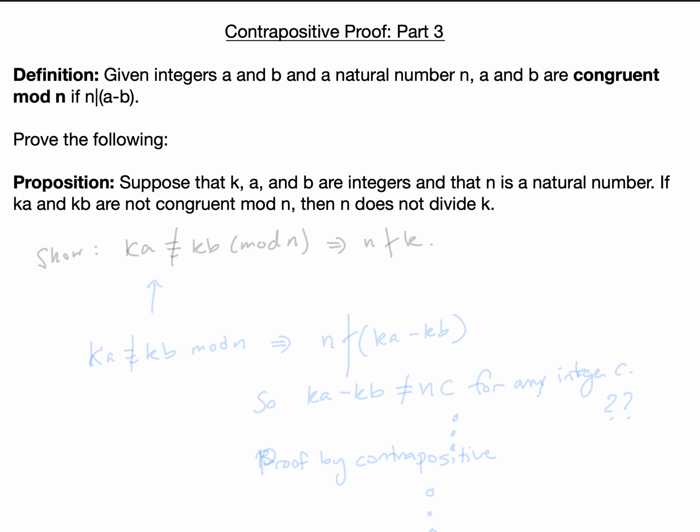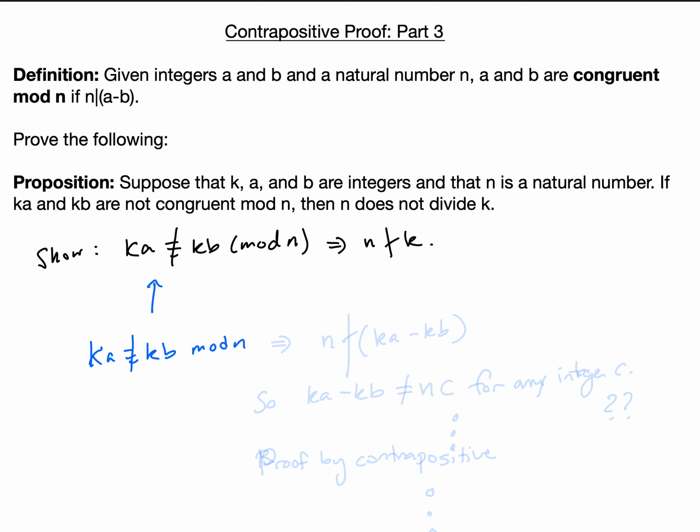Okay, so let's think about this for a moment. What we are trying to show is that if ka is not congruent to kb mod n, then that implies that n does not divide k. So we see this might be a good opportunity for a contrapositive proof because, again, we're starting with something where assuming the hypothesis doesn't tell us a lot. So ka not congruent to kb mod n.